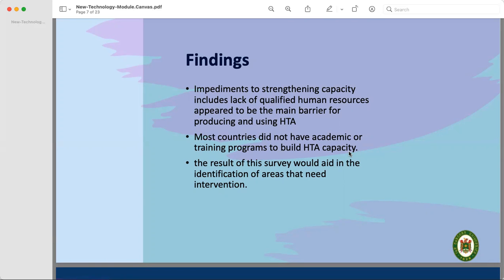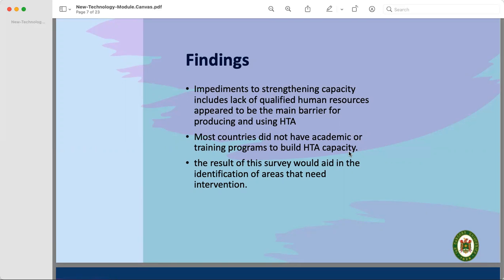So as long as we are short of manpower who will be capable of using and producing health technologies in public health, then maybe it would take a longer time to realize the efficiency and the effectiveness that health technologies can offer in terms of patient care management.